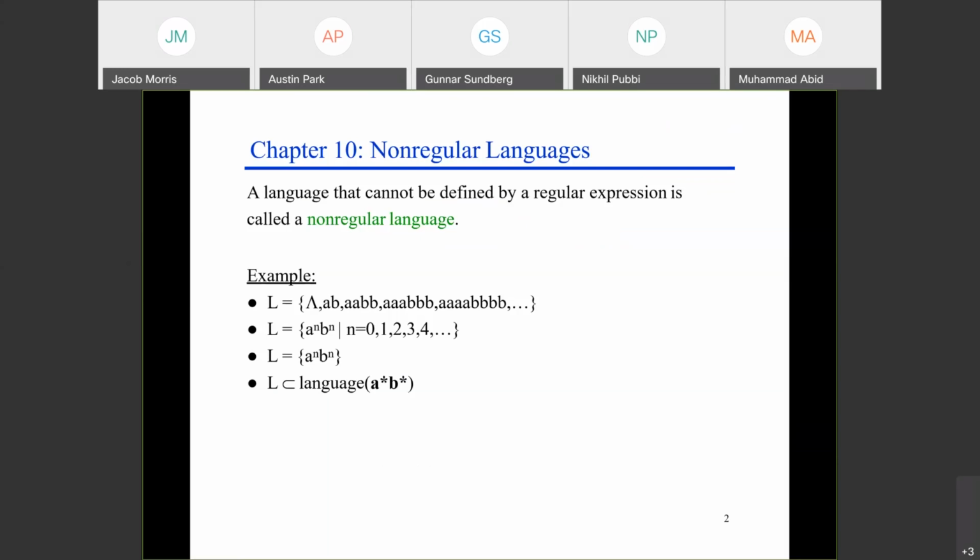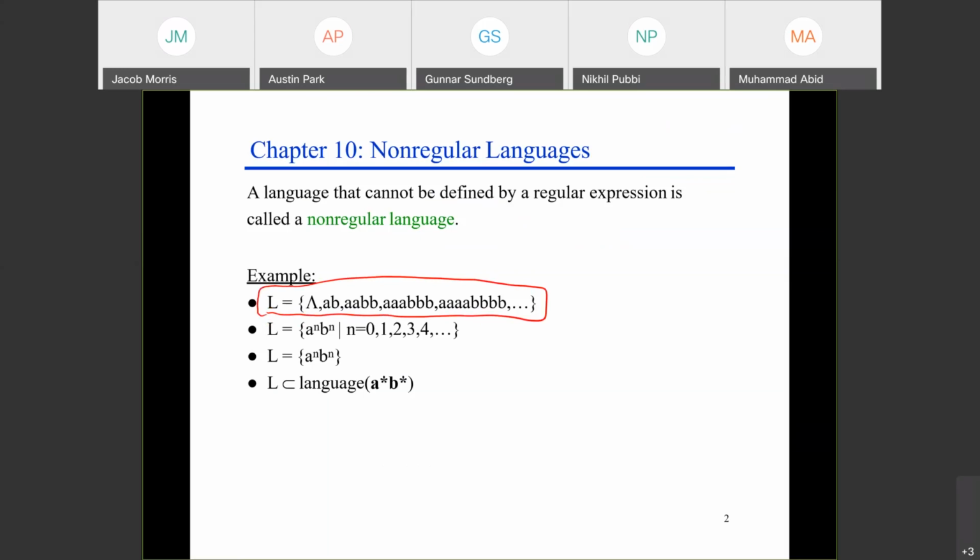So anyone, what should be the regular expression of this language? Anyone can try to find the regular expression of this language. You think that, are we able? It is very important that you answer, because it doesn't matter whether your answer is right or wrong, but at least we can figure out. Yes, please.